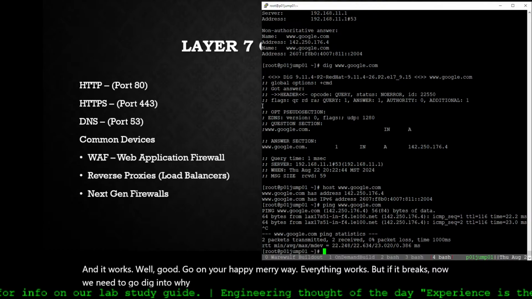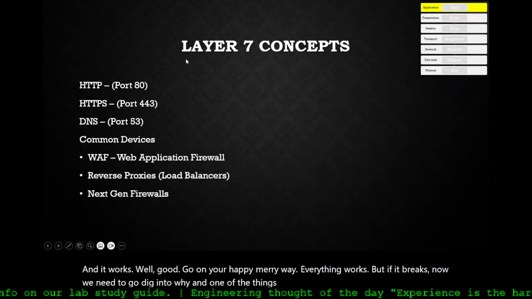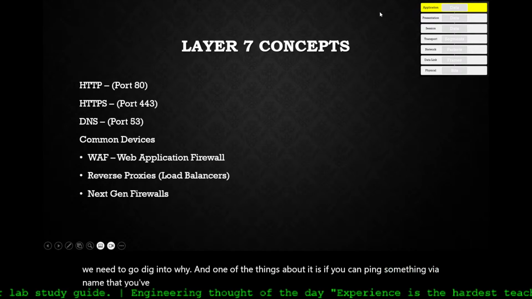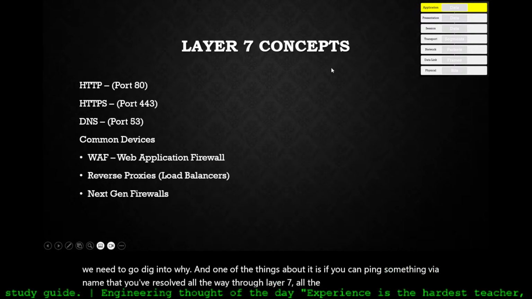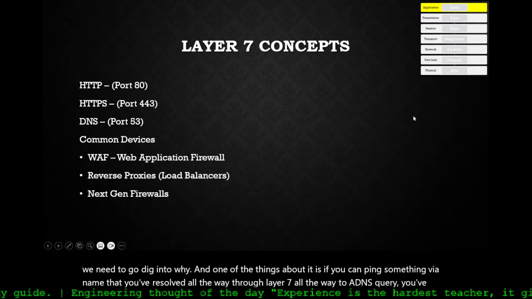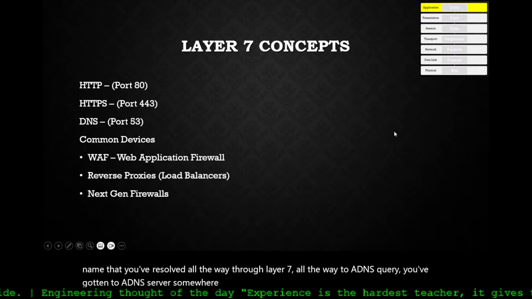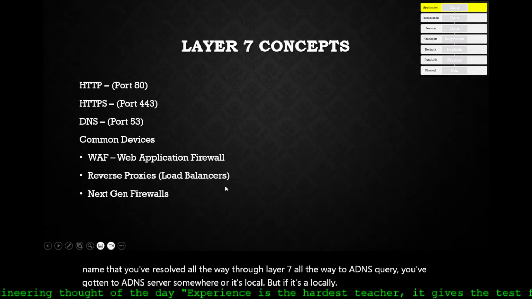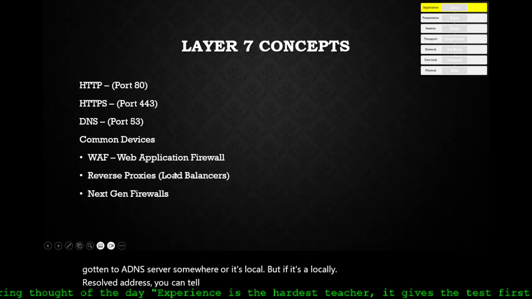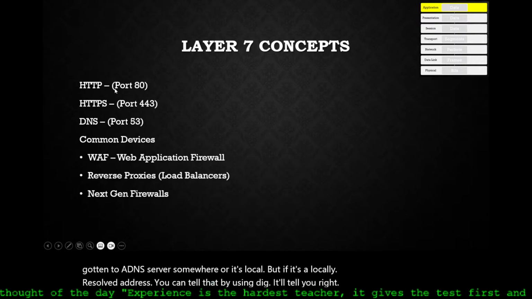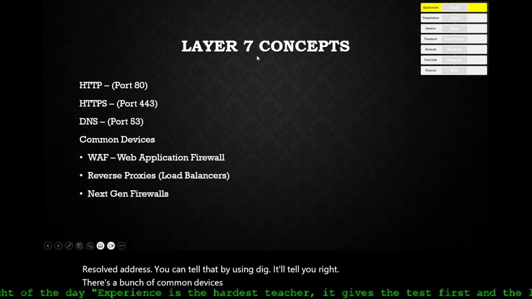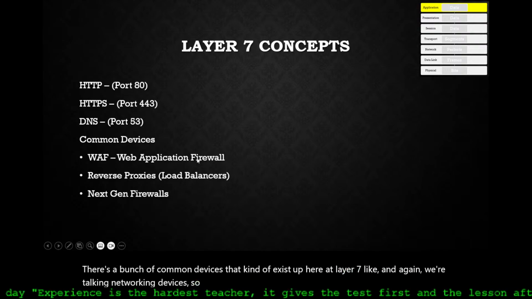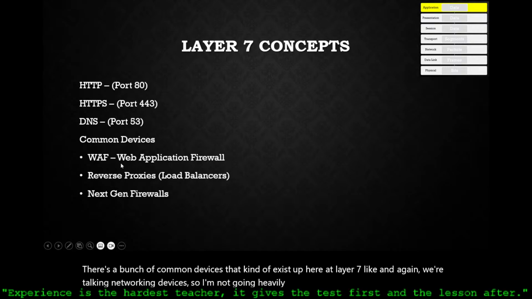And one of the things about it is, if you can ping something by name, you've resolved all the way through layer 7, all the way to a DNS query. You've gotten to a DNS server somewhere, or it's local. If it's a locally resolved address, you can tell that by using dig. It'll tell you, right? There's a bunch of common devices that exist up here at layer 7. And again, we're talking networking devices, so I'm not going heavily into system-type devices.